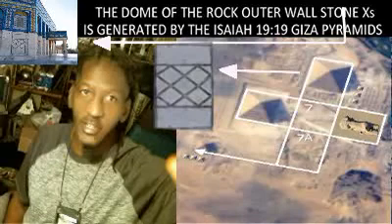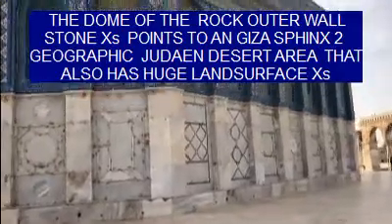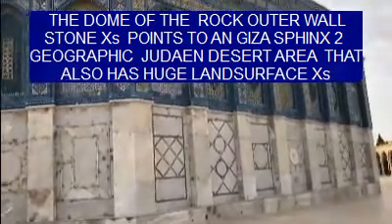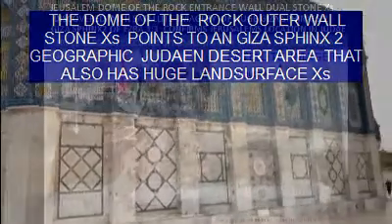In this particular video, we'll be talking about the Dome of the Rock outer wall, dual stone axis, and how it shows in geographic land surface area to the book of Genesis 49 chapter 8 verse, GIZA SPHINX lion is the tribe of Judah, who cast down as a lion, and as an old lion.